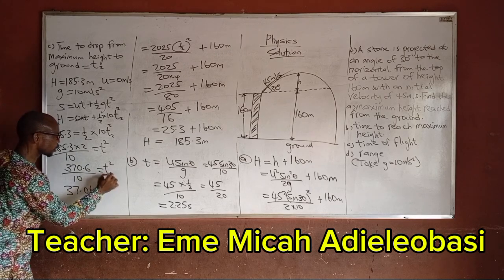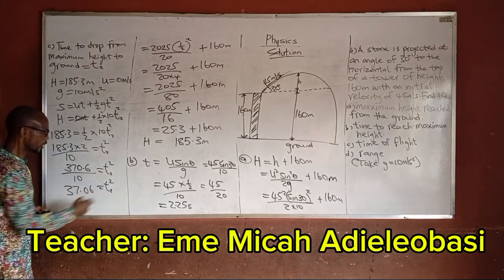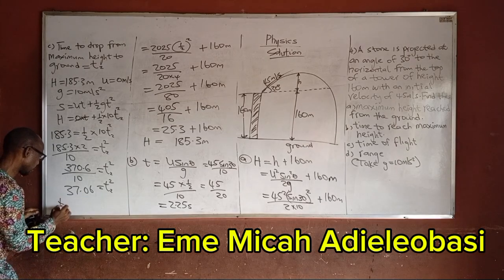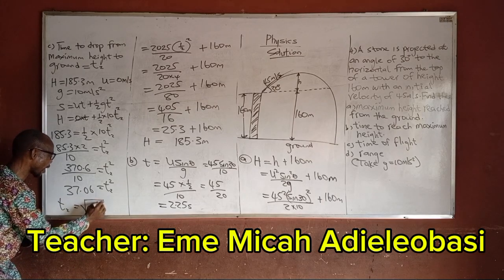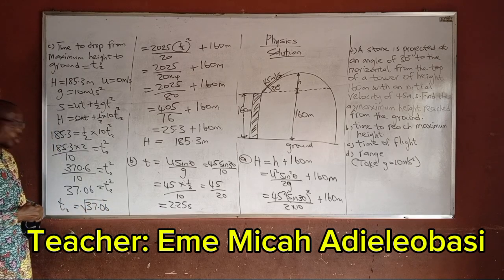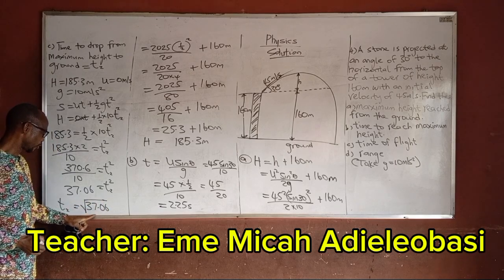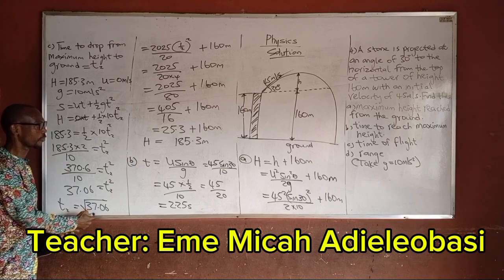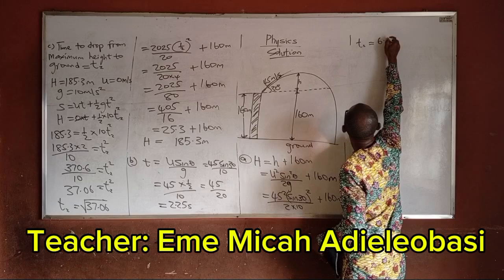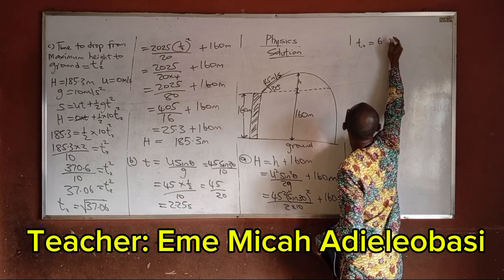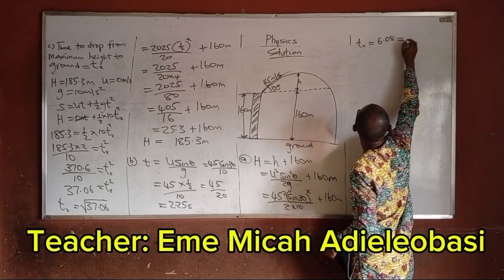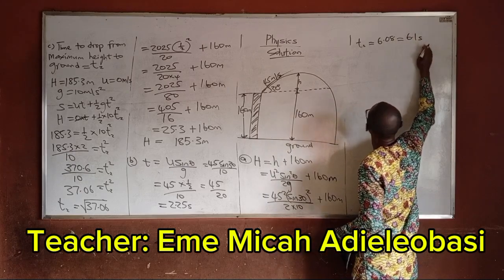What becomes our T2 squared? Our T2 squared will now become, T2 becomes the square root of 37.06. So let's look for the square root of this. 37.06 now gives us about 6.08, which is approximately 6.1 seconds.